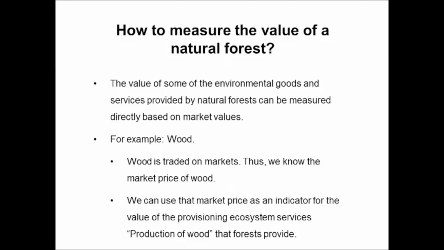Now, wood is usually traded on real markets, which is a good thing because that means that we already have a market value for wood. We know exactly how much we have to pay on average for a cubic meter of wood of a certain quality. And we can use this market value to measure the provisioning ecosystem service provision of wood by that forest area that we are talking about. So this is the easiest example. We have one particular type of ecosystem service, and this generates a product that is traded on real markets, and we can use the market value as an indicator for the value of that provisioning service.